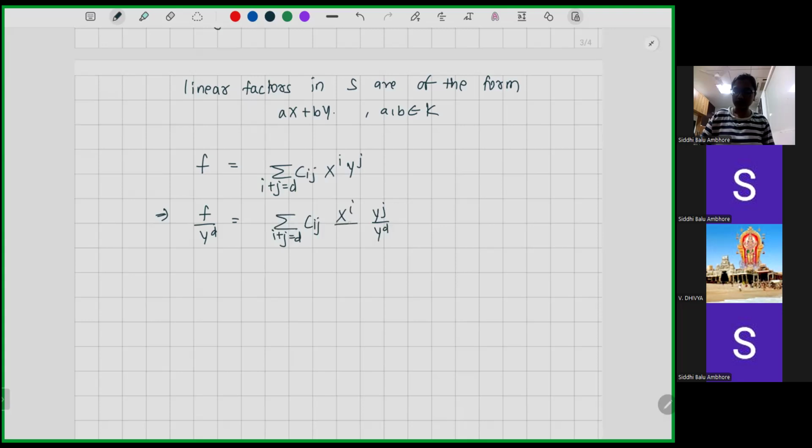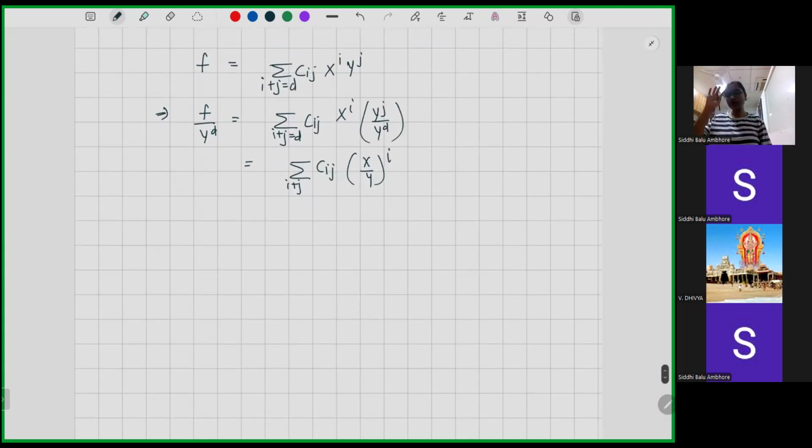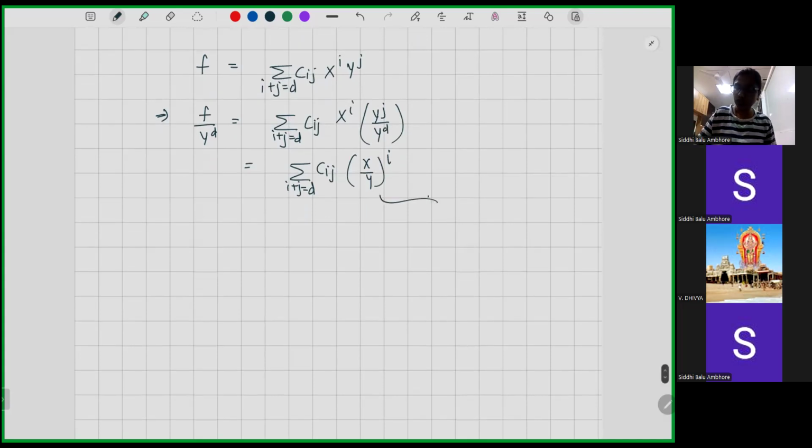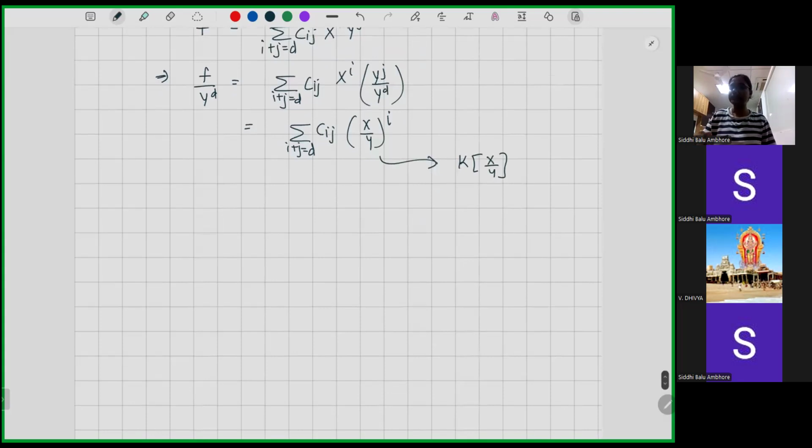So let me write this. This becomes summation c_ij x^i, and again this is y^i, so this becomes x by y to the power i. And now this is a polynomial in x by y. I can look at it as a polynomial in one variable, where I treat x by y as a single variable, and k is an algebraically closed field. So I can split this c_ij.